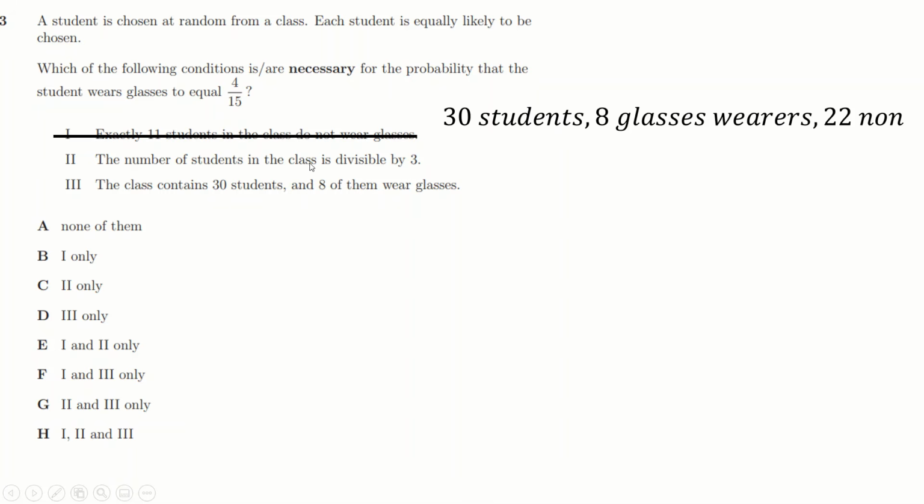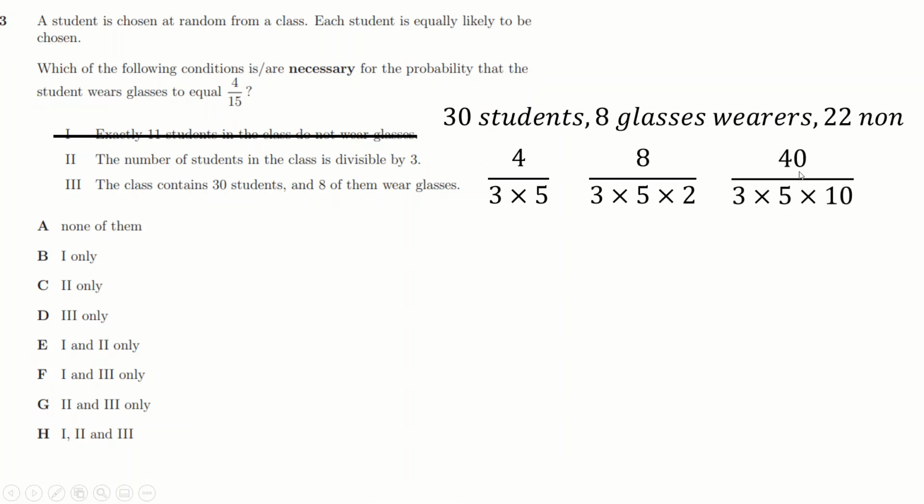The number of students in the class is divisible by 3. Now this is slightly more difficult, but when you simplify fractions, this is 4 over 3 times 5, obviously. When you go up or down fractions, simplifying or unsimplifying, you have to multiply them top and bottom by the same number. So all of these are equivalent fractions because they're multiplied by 2 over 2 or 10 over 10. But you can't get rid of this 3. So the total number, which is on the bottom here, the number of students in the class, is always divisible by 3. You can't remove it. There's nothing to cancel with it up top. I mean, you can add in a 3 times 3, but you still can't get rid of this one. So this is definitely necessary.